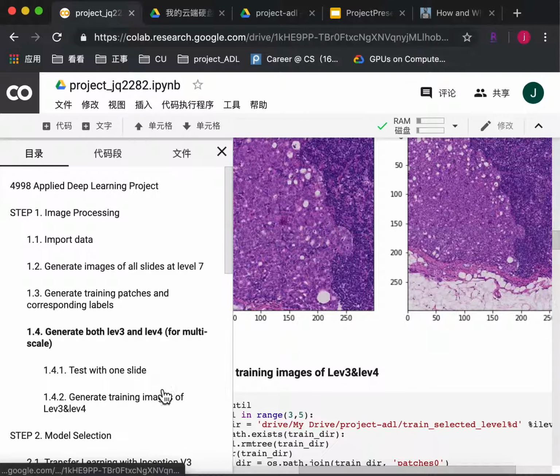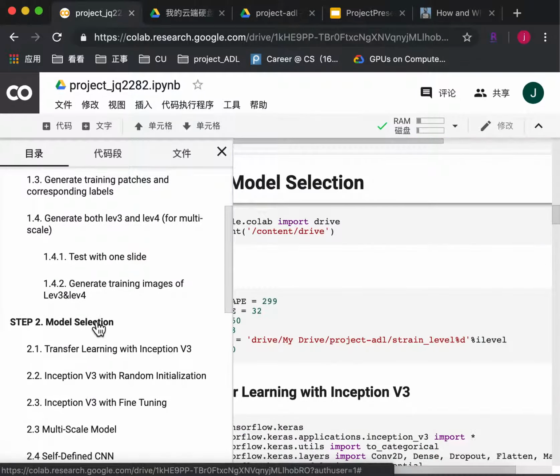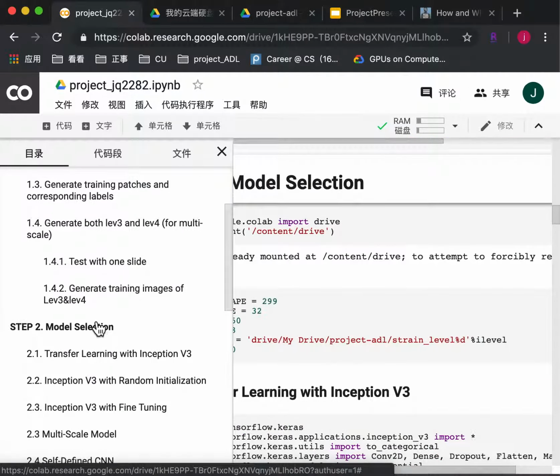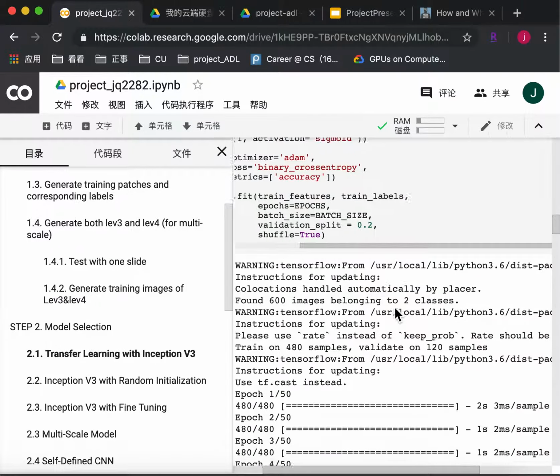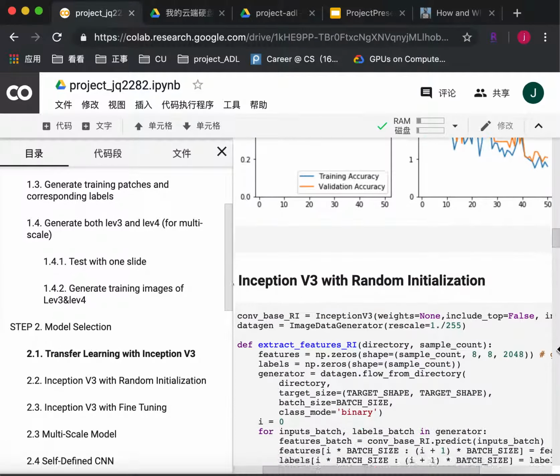And then in the second part, I did model selection. So first, I tried the transfer learning with Inception V3. We could see that it has a high accuracy, and I also tried the random initialization, the fine-tuning, the multi-scale model, and also my own defined CNN model, but it's not good and it's slow, so no.